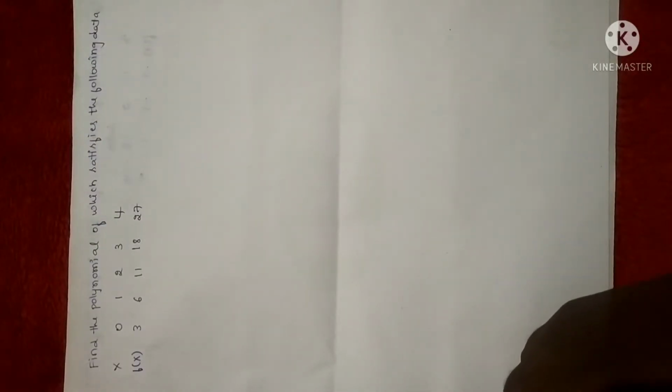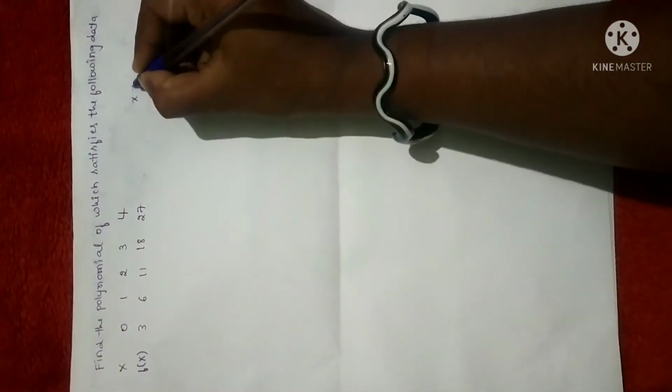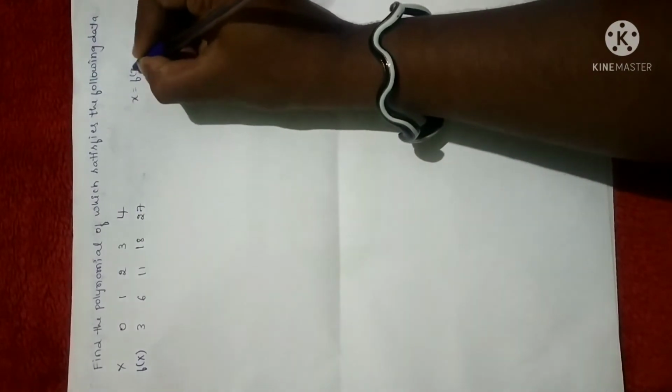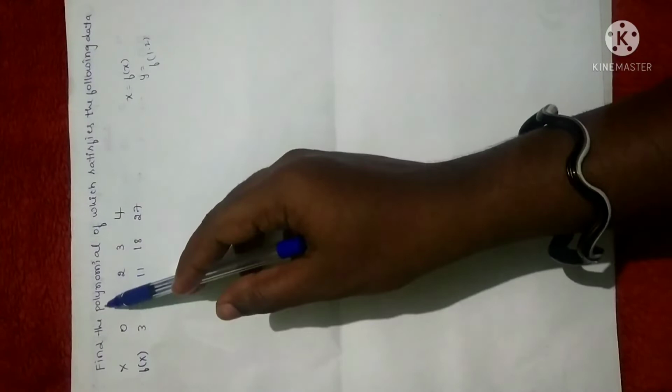Hello everyone. In the previous session we have done problems based on Newton backward difference formula, where we used to find the value of a function y, that is, for given values of x we used to find the value of f of x or the value of y, something like find the value of f of 1.2 or f of 4.6. But in this session let me construct a polynomial.